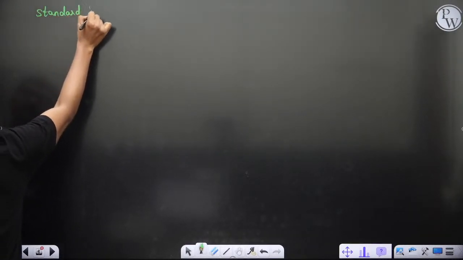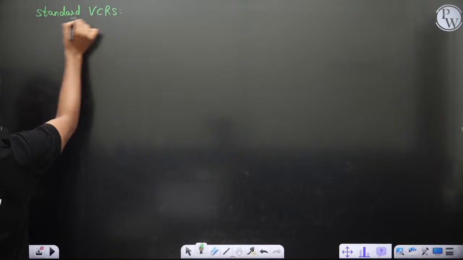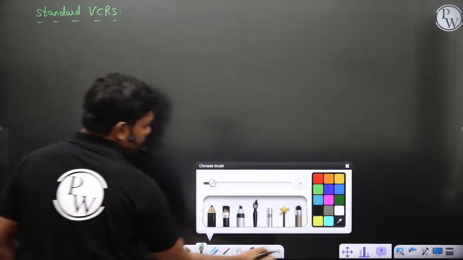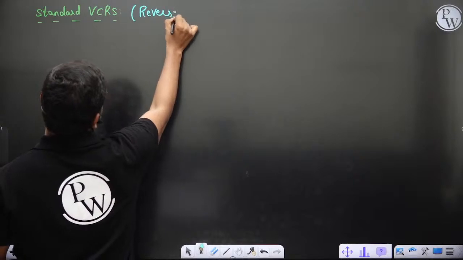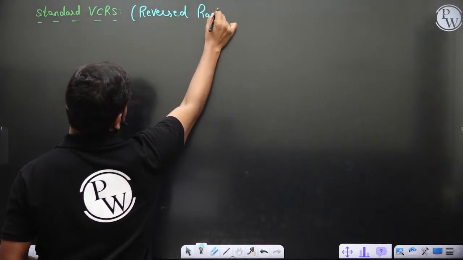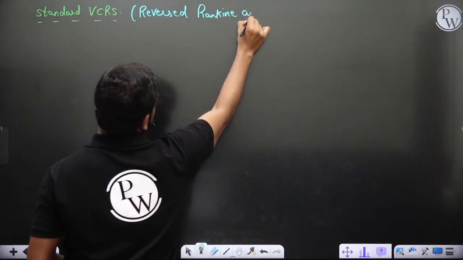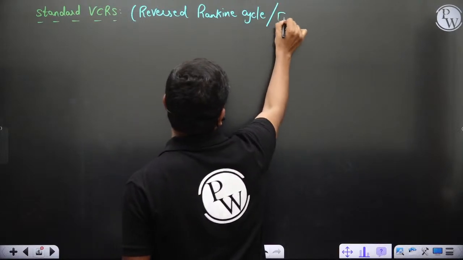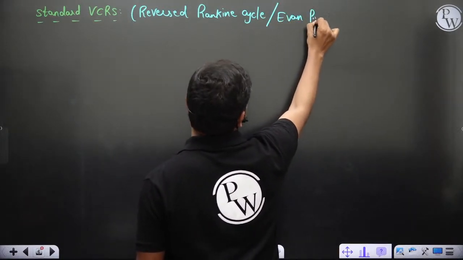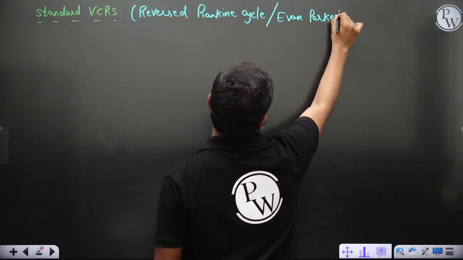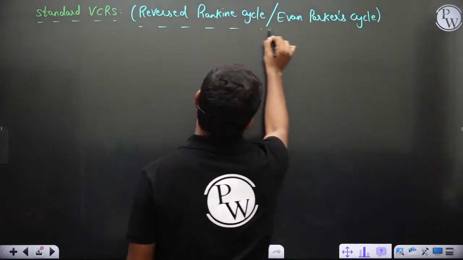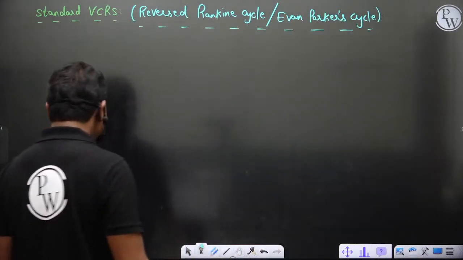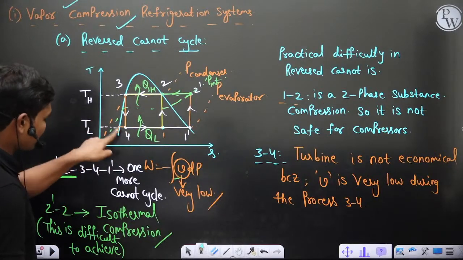Standard VCRS, and the cycle we use here is the reversed Rankine cycle, which is also called the Evans-Perkins cycle. Normally in ESE and all, you can have a good idea of this, but you can see this is also the reversed Rankine cycle. The problem is at these two parts, 2' to 2 and also this expansion.